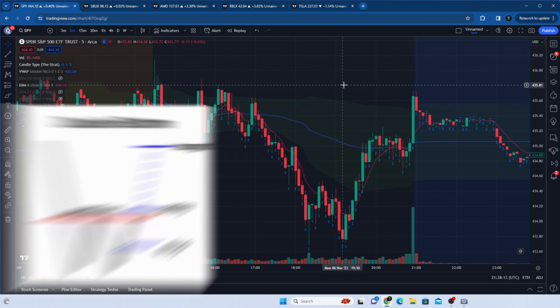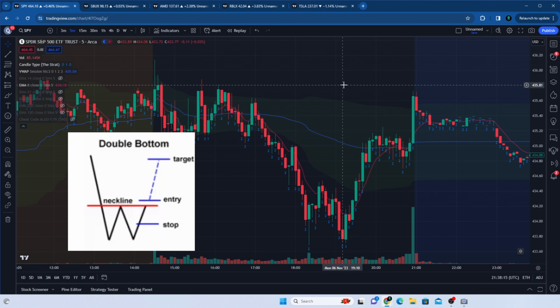Now, this is going to be a double bottom chart pattern, okay? This is also a high probability chart pattern that I use and my whole team uses. Now, a double bottom and a double top, these are reversal patterns, okay? So when you see these patterns, see, look, one bottom, two bottom, double bottom, hence the name. This indicates a reversal pattern.